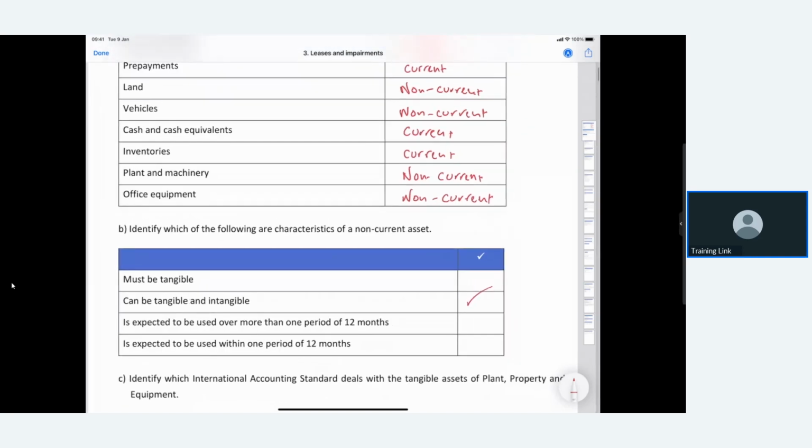If you think about intangible assets, we've got things like goodwill, trademarks, and even certain software. They are expected to be used over more than one period of 12 months, and for a non-current asset that is absolutely true. Is it expected to be used within one period of 12 months? Definitely not.